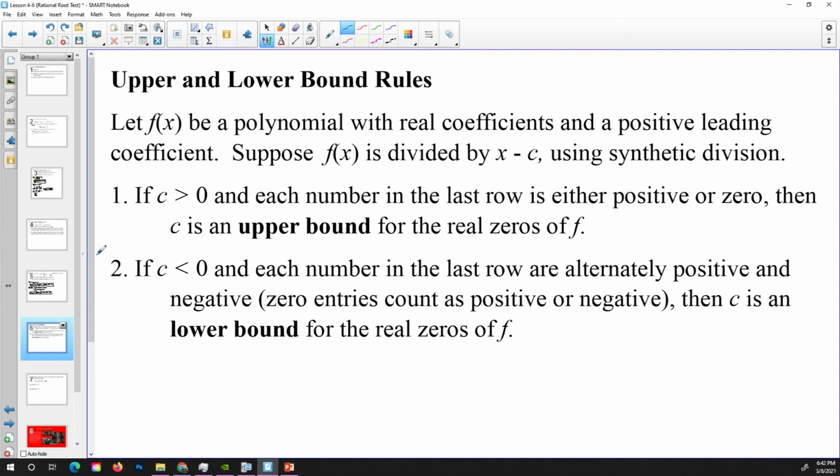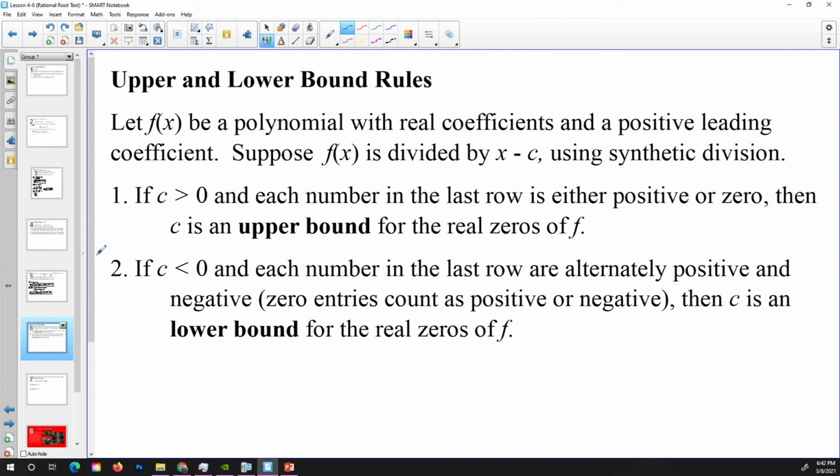Finally, upper and lower bounds. Upper and lower bounds are just used to limit the number of possible choices using the graphing calculator. You don't necessarily need to know upper and lower bounds, but I am adding upper and lower bounds to this lesson because last year it was on the final exam.